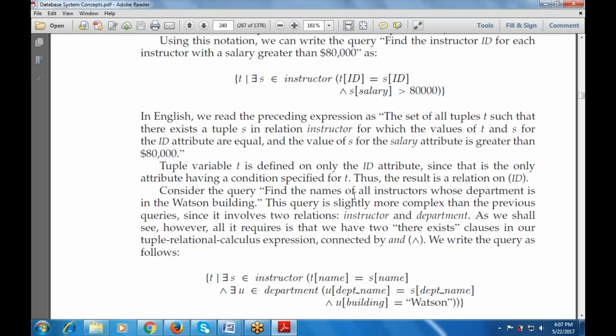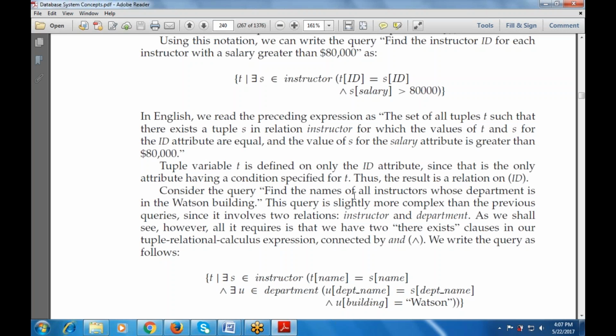The next query is: find the names of all the instructors whose department is in the Watson building. This query is slightly more complex than the previous queries since it involves two relations, one an instructor and one a department. We shall see that it requires two 'there exists' clauses in the tuple relational calculus expression, connected by the AND sign.